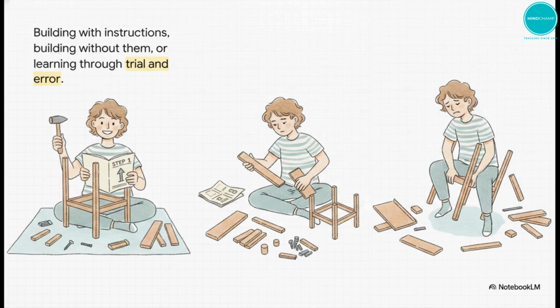The second way? You just toss the manual aside, look at the giant pile of wooden dowels and planks, and start grouping them by shape and size to figure out your own patterns. That's unsupervised learning. And the third way, well, you try putting the pieces together, and if the chair instantly collapses when you sit on it, you just try again until it actually holds your weight. That brutal trial and error, that is reinforcement learning.